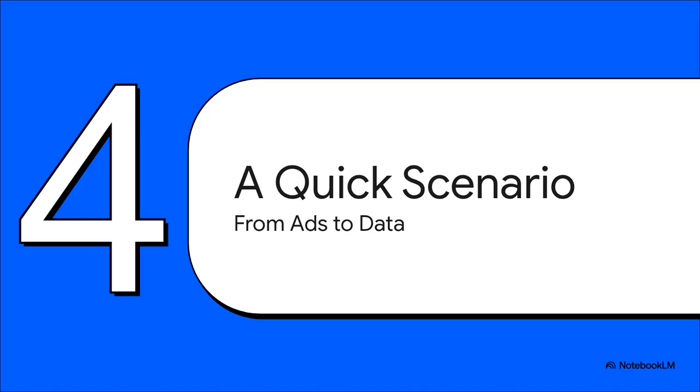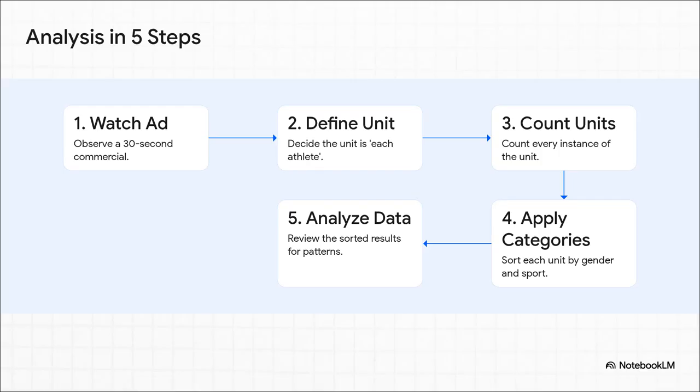Okay, theory is great and all, but let's see how this actually works. We're going to run through a quick little hypothetical analysis of a Nike commercial to see how we can turn those fleeting images into actual usable data. So here's our 5-step game plan. First, we watch the ad. Simple enough. Second, we decide our unit is each athlete. Third, we just do a simple head count. Fourth, we apply our categories. We'll sort each athlete by their gender and their sport. And finally, we look at the results and see what we found.